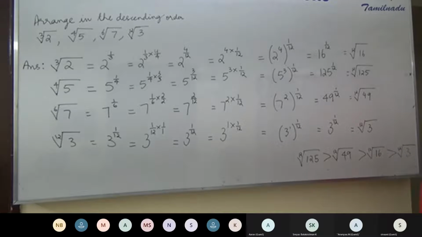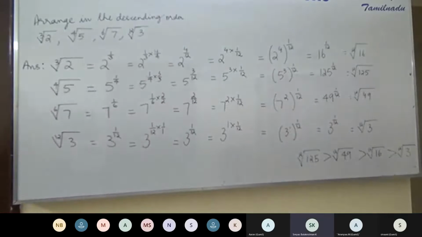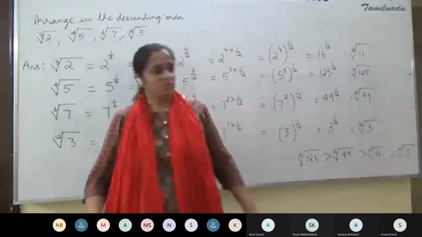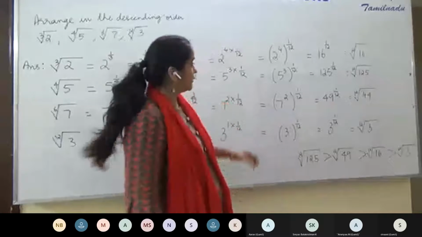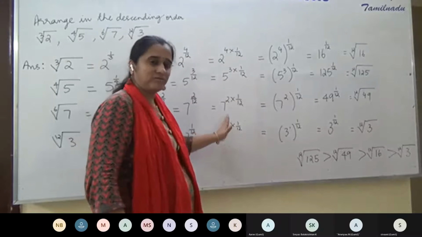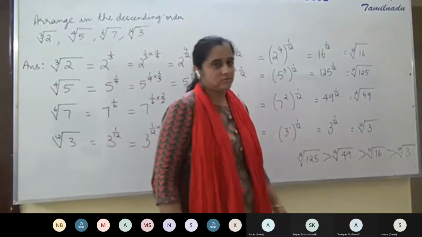Yes, Shreyas? Ma'am, in 3 to the whole power 1 by 12, why are we writing 3 to the whole power 1 to the whole power 1 by 12? We can directly write 3 to the whole power 1 by 12, no, ma'am? Correct, yes, you can write that. You can ignore this one. Since everywhere we wrote 4 into 1 by 12, 3 into 1 by 12, just to have that rhythm, we wrote 1 into 1 by 12. You can ignore this one here. You're right.